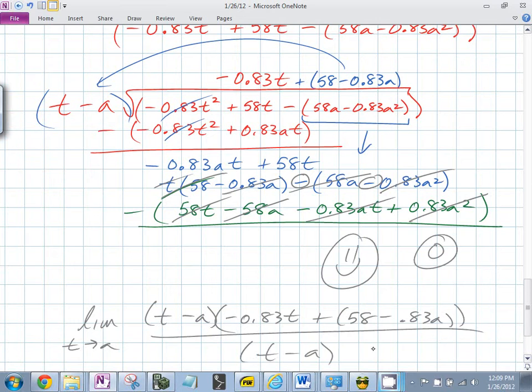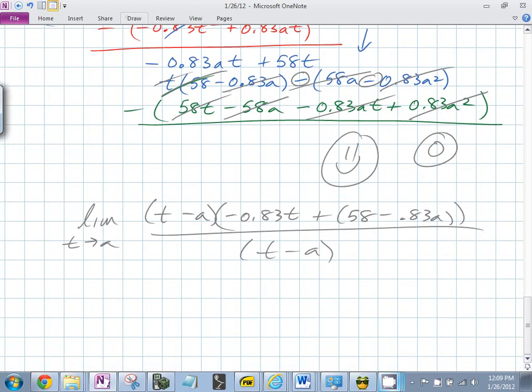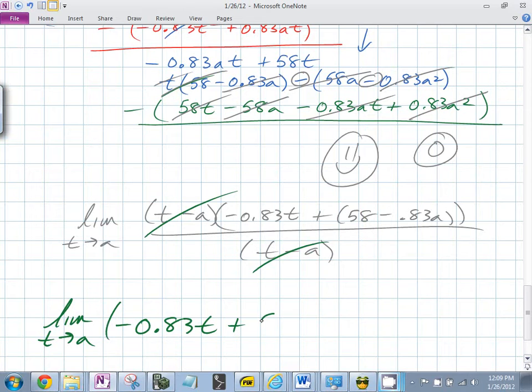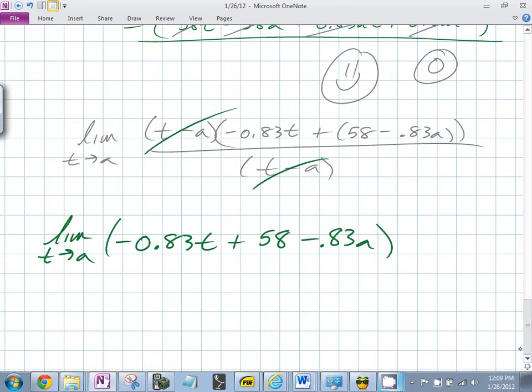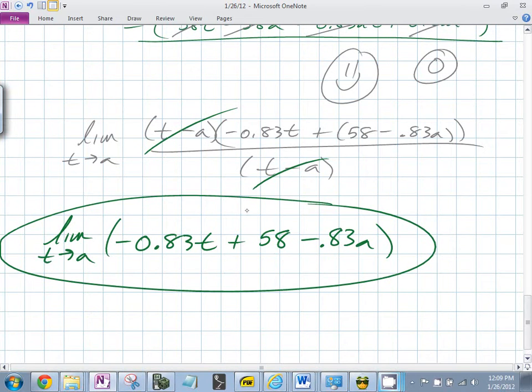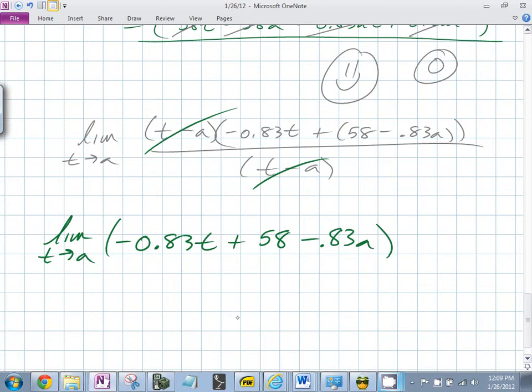Negative 0.83t plus 58 minus 0.83a, right? Now we're not done yet with the limit. So now we're plugging in a for t. So now you're left with negative 0.83a plus 58 minus 0.83a, so it's going to be negative 1.66a plus 58. Correct?